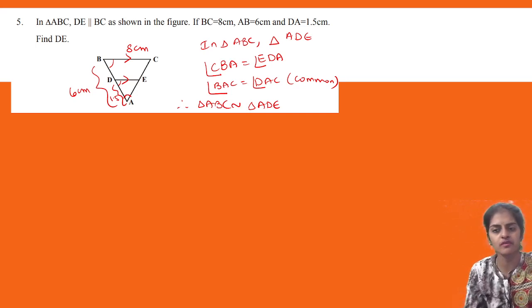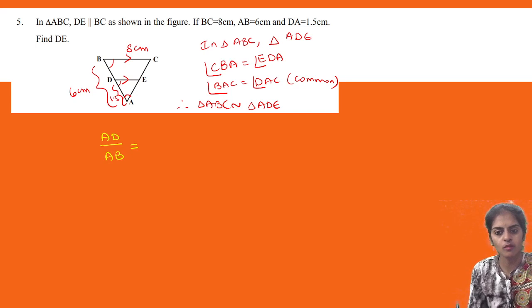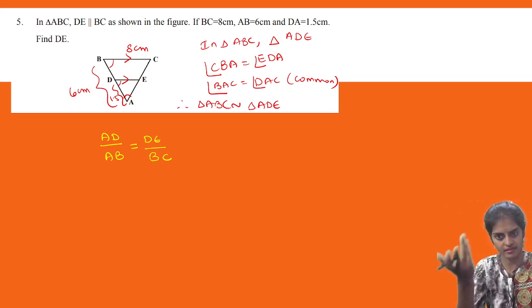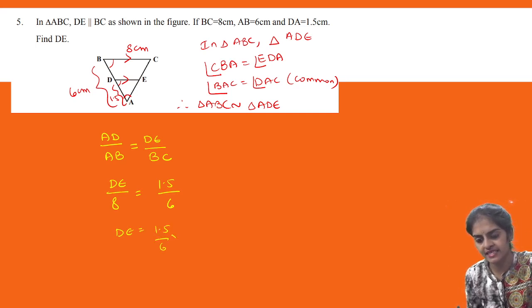So when the two triangles are similar to each other, I can take the ratio of corresponding sides. See, every question which we are doing right now is the similar model. So how will you take the corresponding sides? Small triangle side AD and big triangle side AB should be equal to small triangle side DE and big triangle side BC. I'm not taking AE and AC because lengths are not given to us. We need to find this DE value. So DE by BC, which is 8, equals AD is 1.5 by AB is 6. So DE value will be 1.5 by 6 into 8.